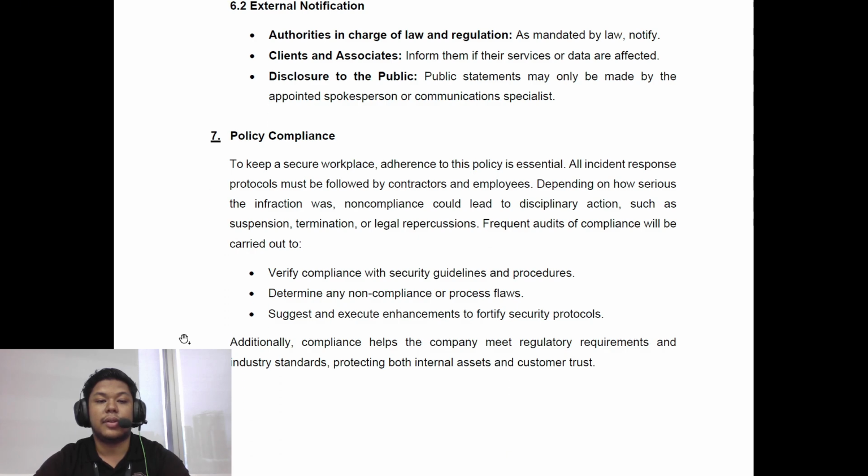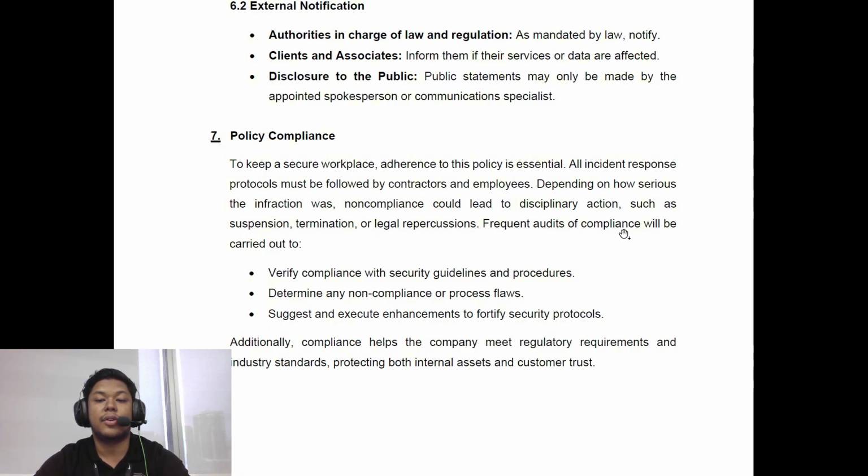So we go to the next, which is number 7, policy compliance. To keep a secure workplace, adherence to this policy is essential. All incident response protocols must be followed by contractors and employees. Depending on how serious the infraction was, non-compliance could lead to disciplinary action such as suspension, termination or legal repercussions.